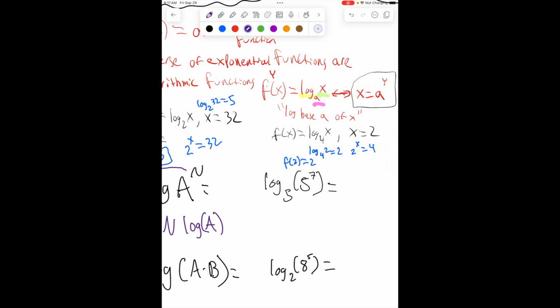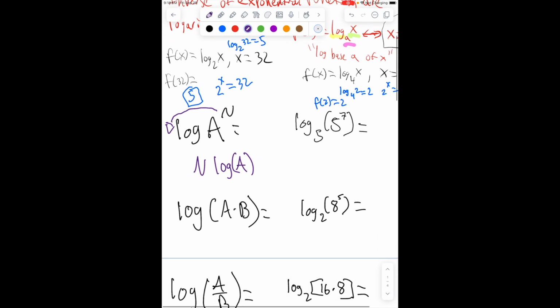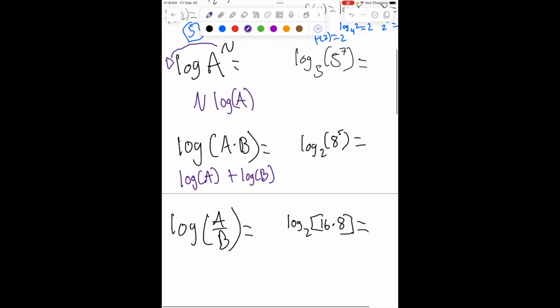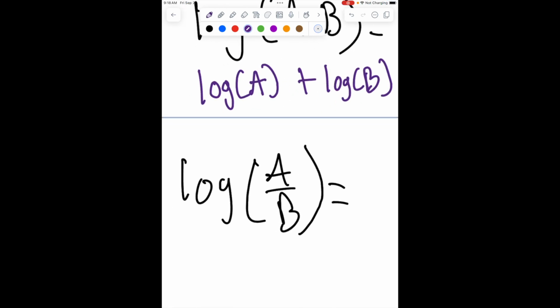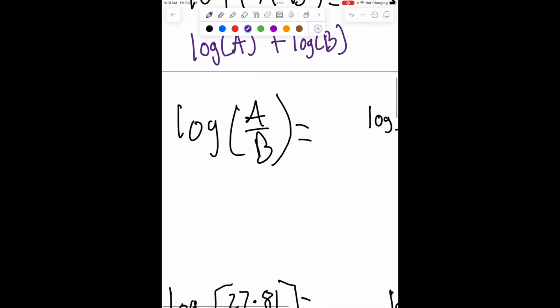Kind of similar. Let's go down. So log, and in parentheses, I have a multiplied by b. I can split this up into two terms. And when I have multiplying inside of my log, it's like the same thing as adding. And very much on the same idea, if I divide two things inside of my logarithm, instead of adding them, I'm going to subtract them.